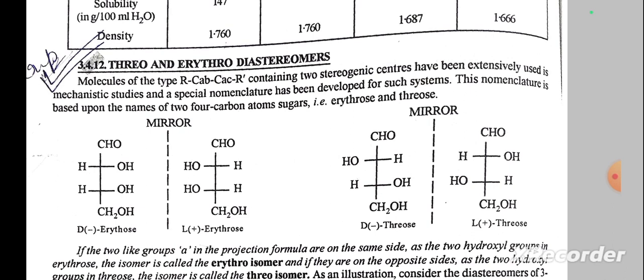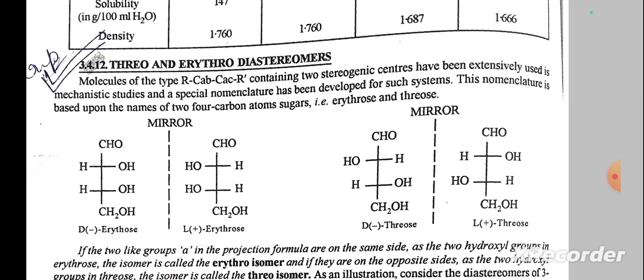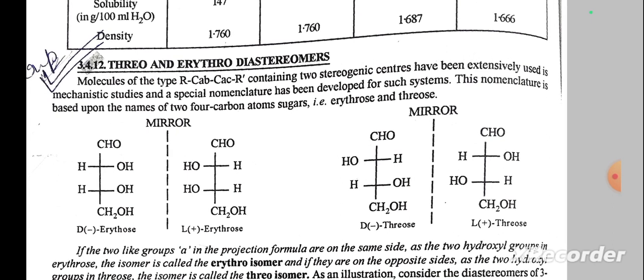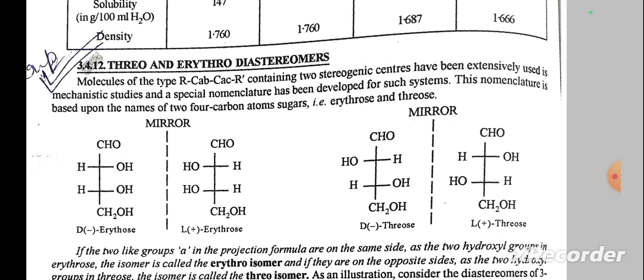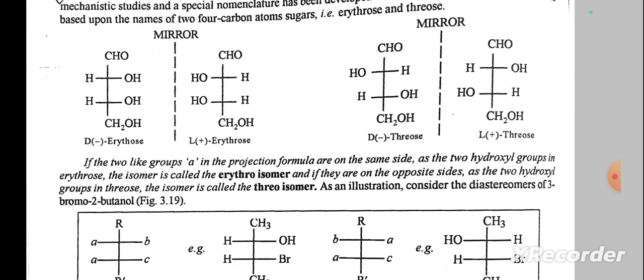Diastereoisomers. Molecules of this type, containing two stereogenic centers, have been exclusively used, and a special nomenclature has been developed for such systems. This nomenclature is based upon the naming of two four-carbon atom sugars, erythrose and threose.